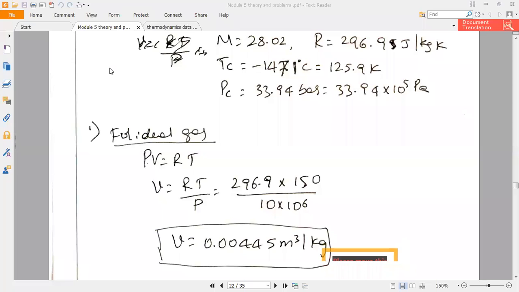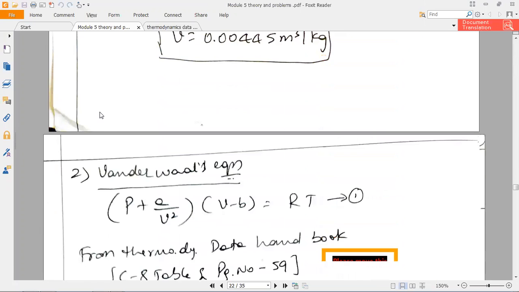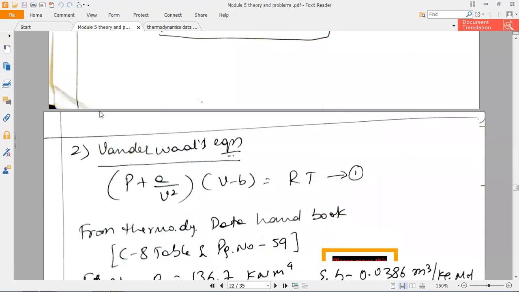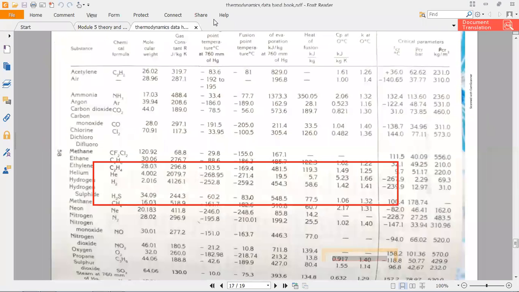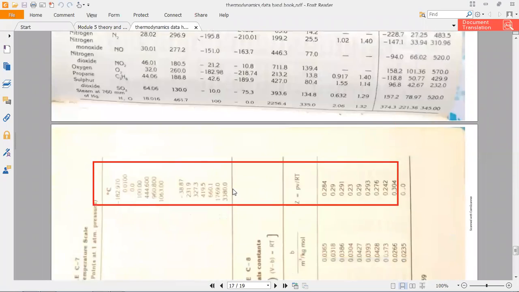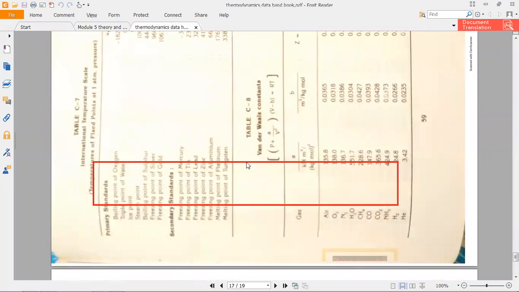Next, the van der Waals equation, van der Waals constant. The equation is (P plus A by V square) into (V minus B) is equal to RT. This equation should be learned by heart. Otherwise, this equation is also available in the data handbook. See here, that equation is available.